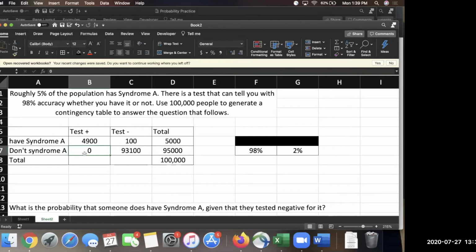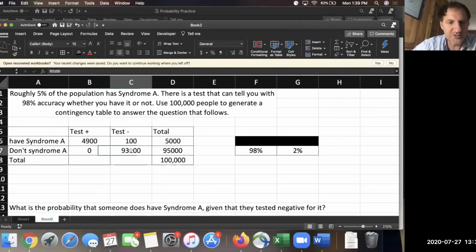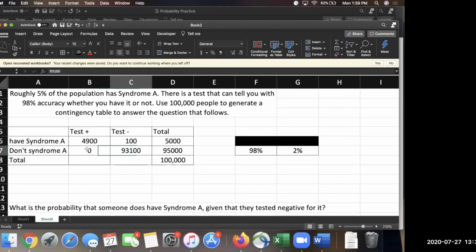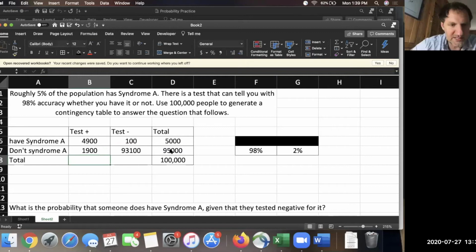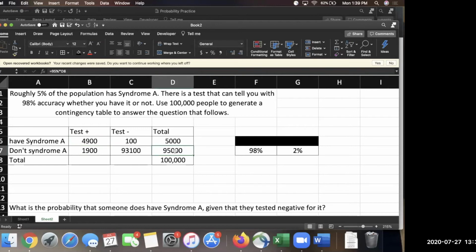Is it 98? Well, we use 98% here. So if, oh, we use, well, 2%. So we want 2% of this group. And if I test it, I should be able to add these together and get back to 95,000. Does that work? Okay.